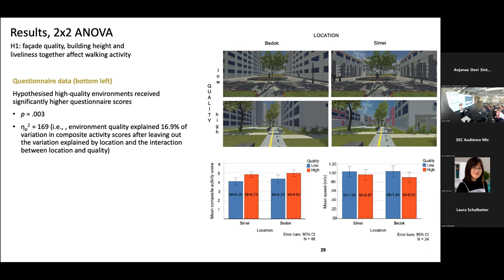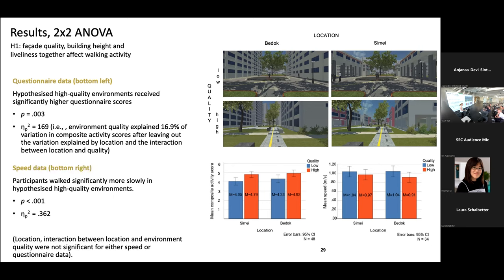So location didn't seem to have an impact and there was no interaction between the location and the quality. So it wasn't that the quality had a bigger effect in one of the locations. And then the speed data had similar results. So people walked more slowly in those environments that were higher quality in both locations.